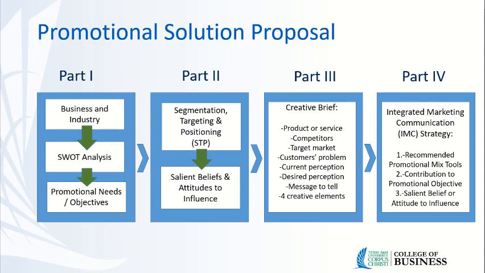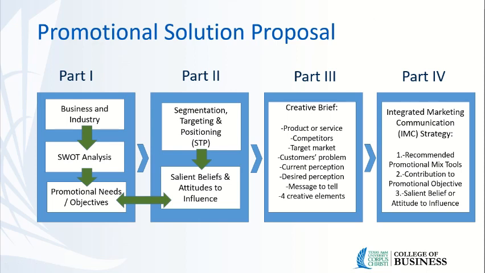So that is the salient belief and attitude you want to influence. So this has to be aligned and consistent. There has to be a connection between what you say in part 1 and what you say in part 2, right? So here you will describe what are those things that you want customers to believe or the attitudes that you want them to have towards your brand. And this is something that will be here in part 2.